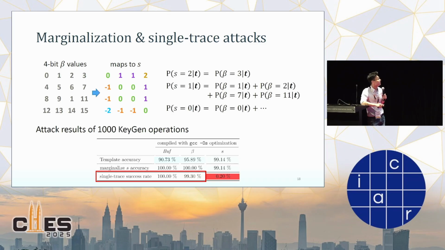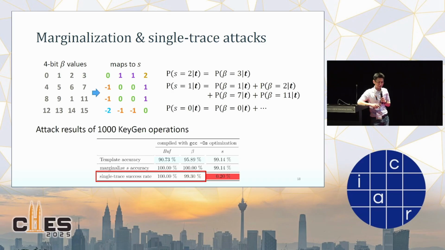Given this marginalization method, we show here the result of a single trace attack on 1,000 keygen operations. The result is shown here: if we use a template of buff, we can achieve a 100% success rate for the single trace attack. And with the beta template, we achieved a 99.3% success rate. So this gives us a boost in confidence in our attack.